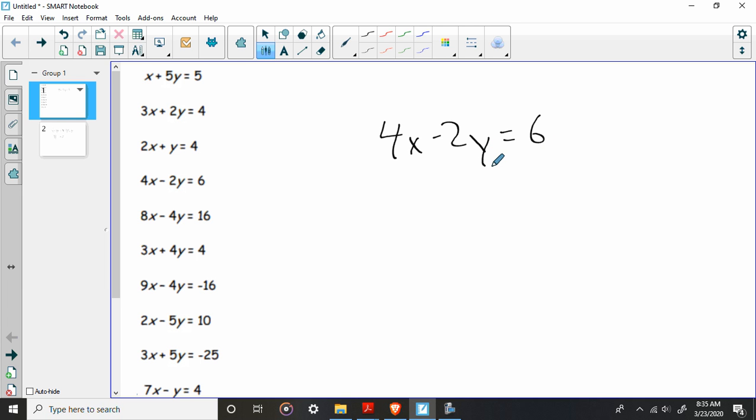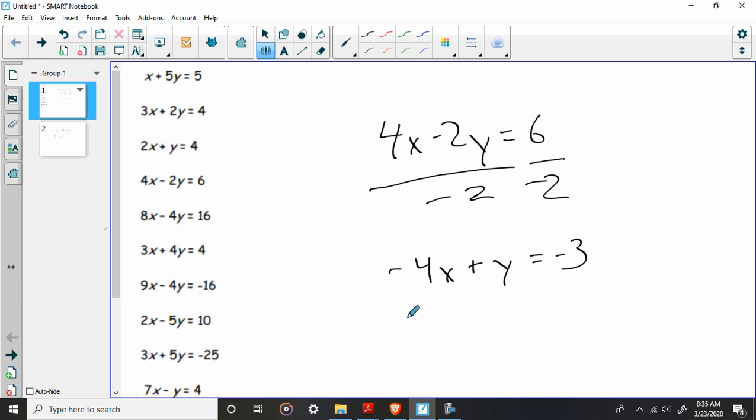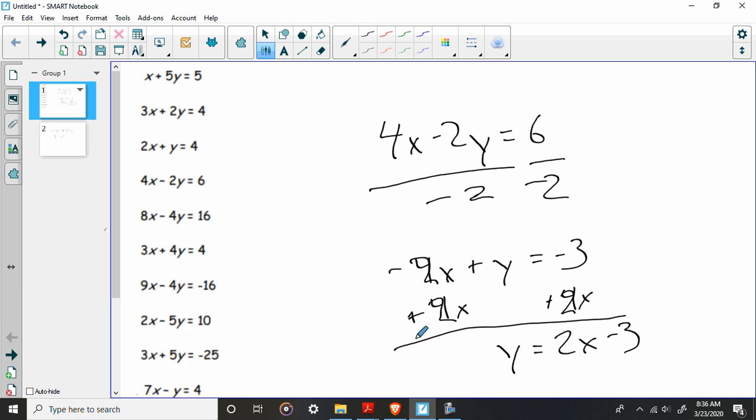They tend to set a lot of the problems up this way. So again, what would you do? You divide everything by negative 2. So again, if you felt so inclined, this would be negative 2x plus y is equal to negative 3. And then when you added the 2x to both sides, you'd get that same answer. So again, pick your poison.